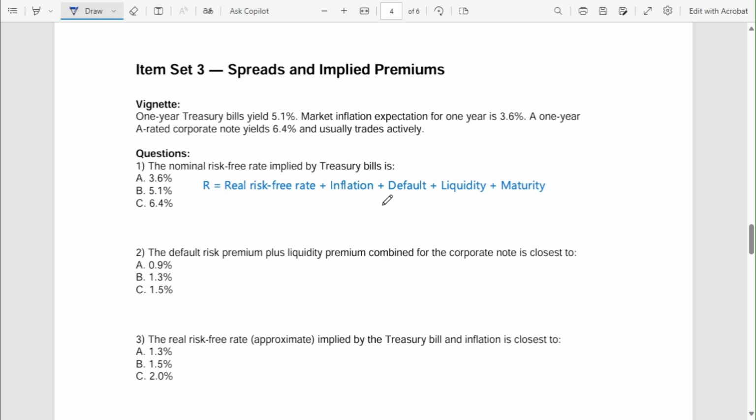All right. Since I have already said that these securities are virtually risk-free, they don't carry any default risk, we can ignore this part here. And they have very high liquidity. And since they are issued for a year, at least in this question, it is said so, we can ignore the maturity premium as well. So we are left with real risk-free rate plus inflation premium. Remember, the sum of real risk-free rate plus inflation was called the nominal risk-free rate. So the nominal risk-free rate is actually the yield on 1-year treasury bills, which is 5.1%.